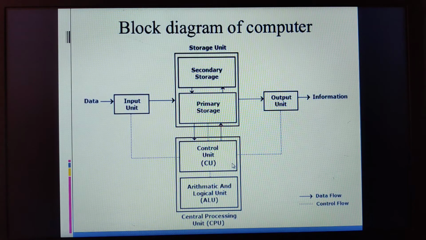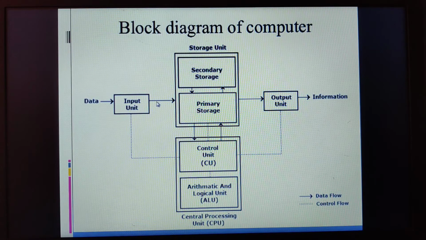That final result will not be sent directly to the output unit. It will be sent back again to the primary storage. Then the primary storage will forward the data to the output unit through output devices like the monitor and speakers. You are able to see the output on your display screen. This is how the block diagram of a computer functions.